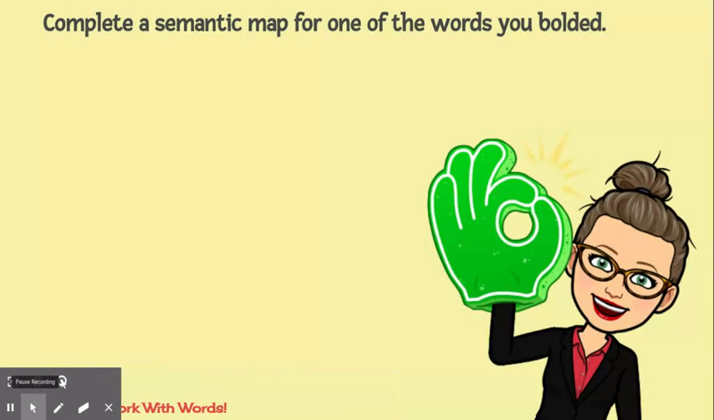Now I want you to complete a semantic map for one of the words that you bolded in your reading earlier in this lesson. You will have about 8 minutes to complete your semantic map. Be sure to use both thesaurus.com and dictionary.com as you work. Again, you'll have about 8 minutes to complete this activity.